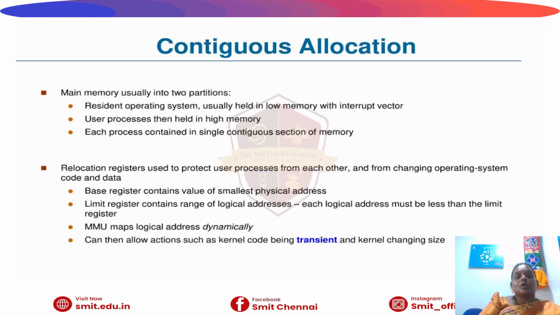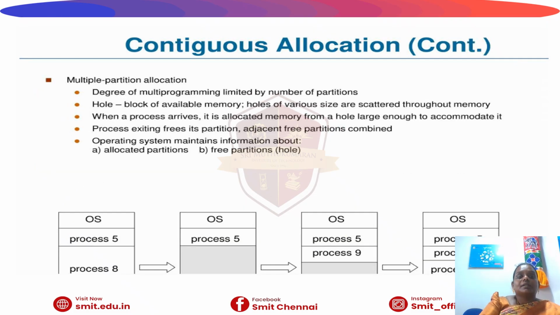And then contiguous allocation: each process occupies one continuous block of memory. Main memory is usually divided into two partitions. The resident operating system is usually held in low memory with the interrupt vector, and the user processes are held in high memory. Each process is contained in a single contiguous section of memory. It has simple implementation and fast access, while external fragmentation and difficult memory allocation are some disadvantages of contiguous memory allocation. The degree of multiprogramming is limited by the number of partitions.